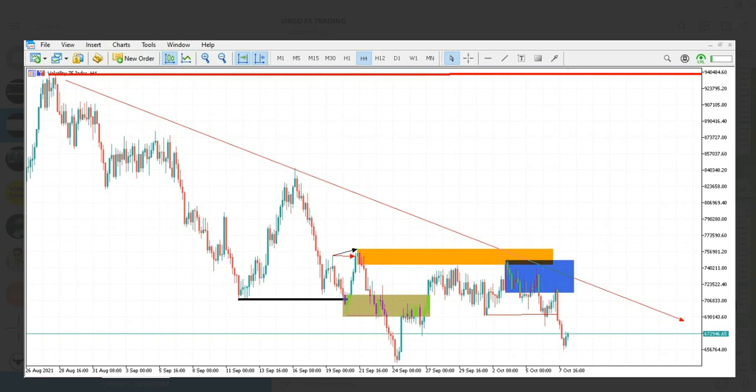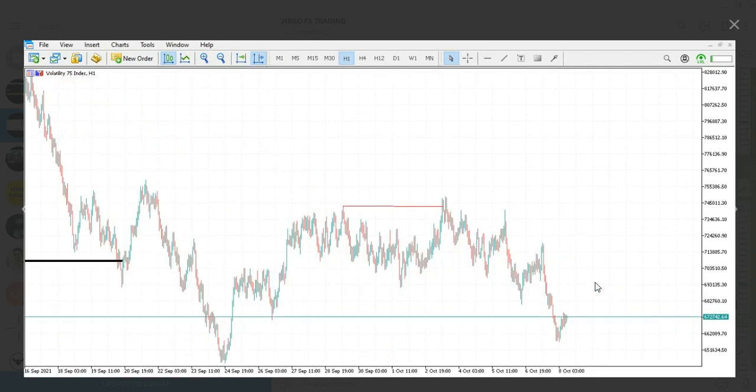After we highlighted it, what then happens? This is on H4 still, okay? This is on H4, and then let's go to the next photo and see.